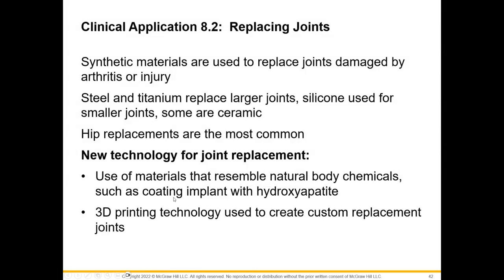And some new technologies for joint replacement. There's use of materials that resemble natural body chemicals, like certain coatings that implant with hydroxyapatite. And then there's 3D printing technology now that we can create custom replacement joints.